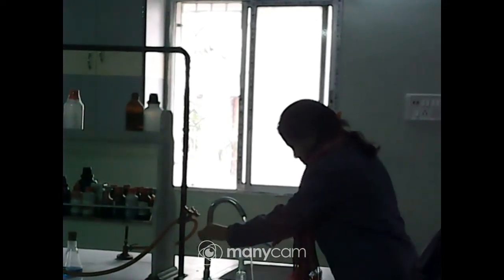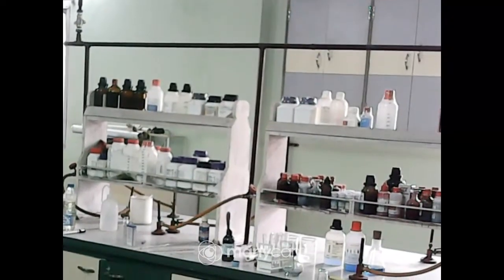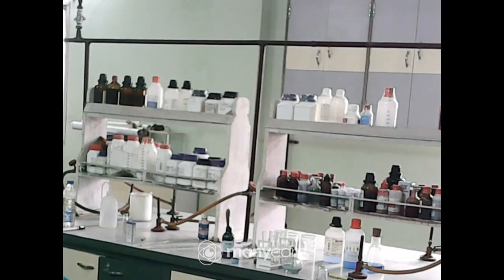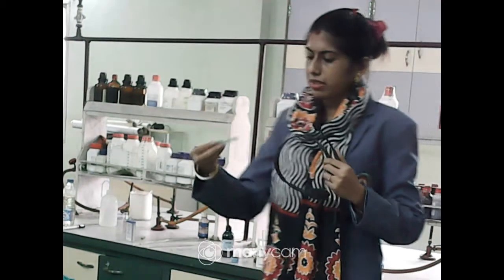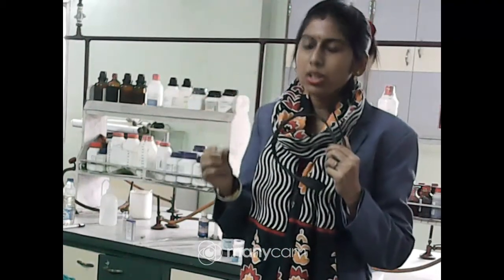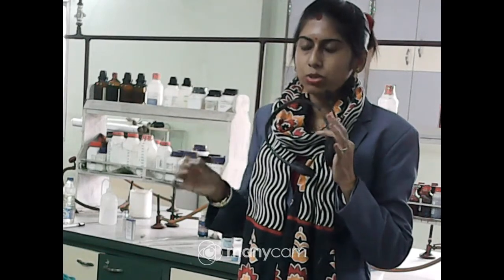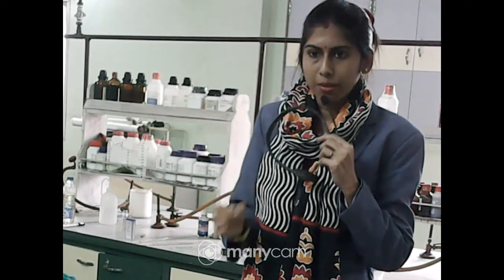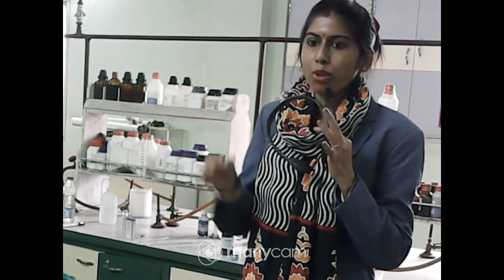Ma'am will show you how to wash. Under the tap water you have to wash the slide very carefully. The stain will be taken. So now you can see the slide. Now this type of color you will be able to find, and after that you have to keep the slide under the microscope and observe the microorganism.